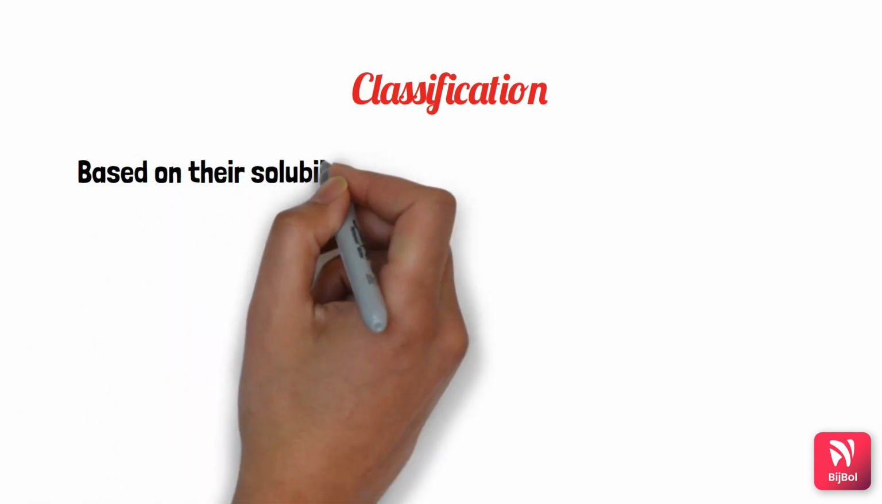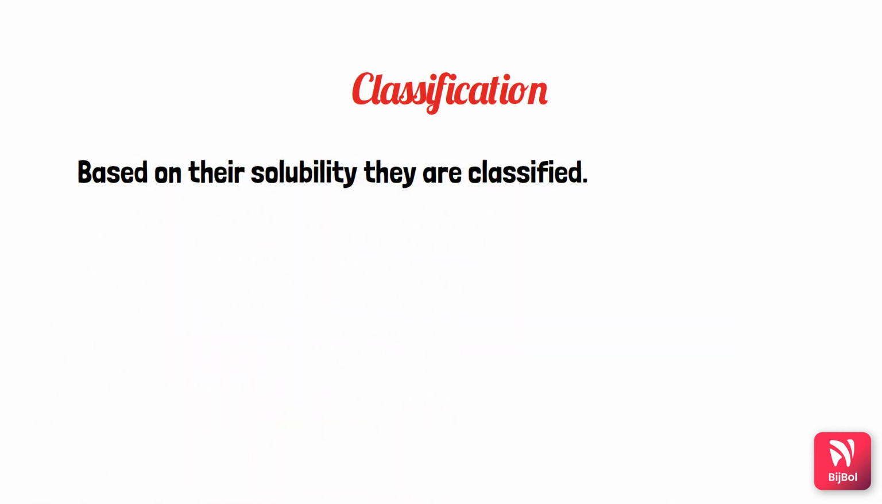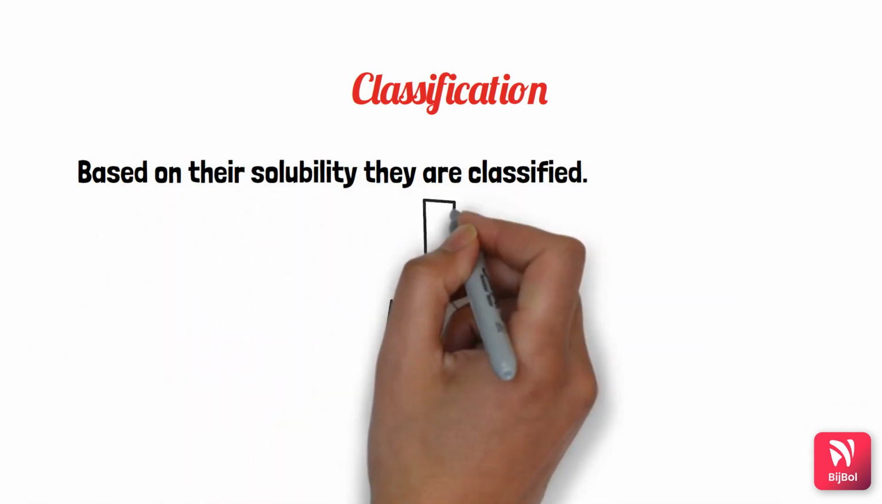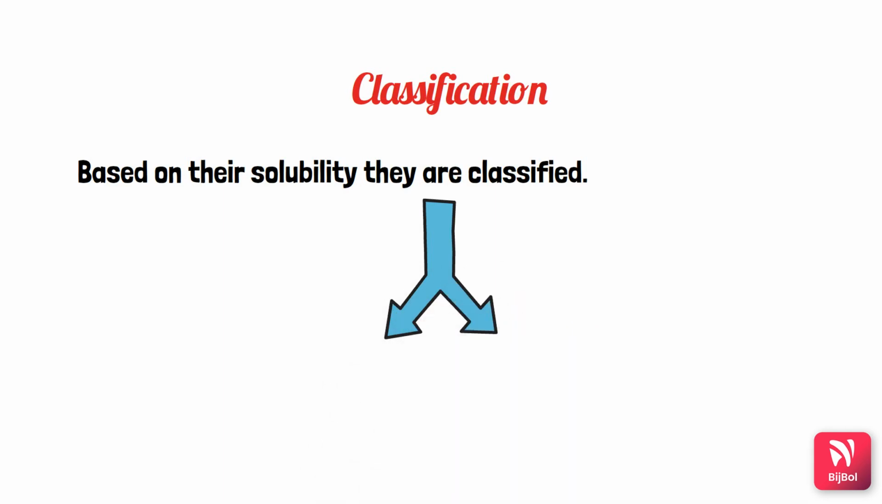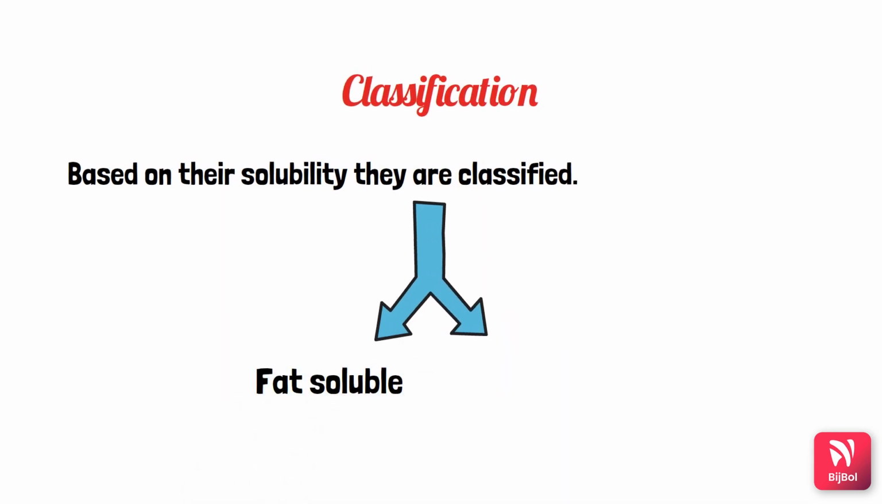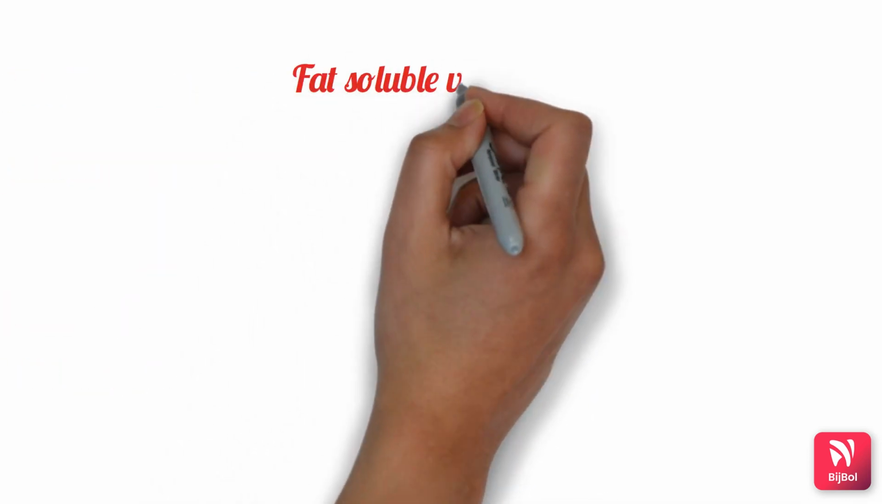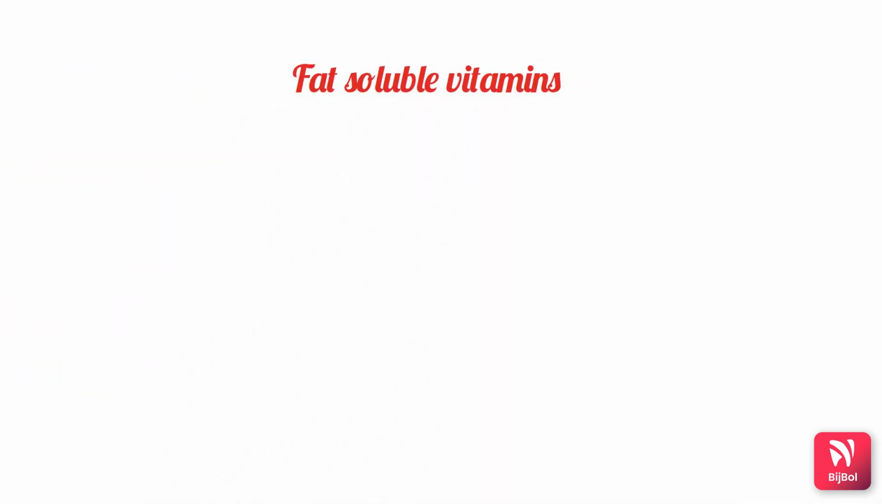Now let us discuss the classification of the vitamins. Vitamins are classified based on their solubility. So based on solubility, they are classified into two types. The two types of vitamins are fat-soluble vitamins and water-soluble vitamins. Let us discuss each type of vitamin in detail.